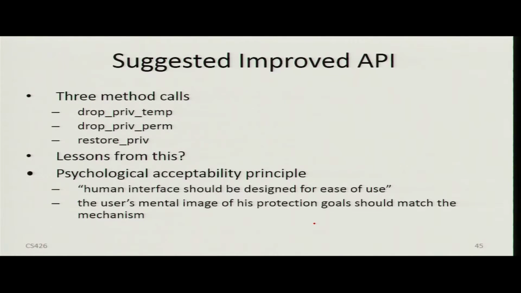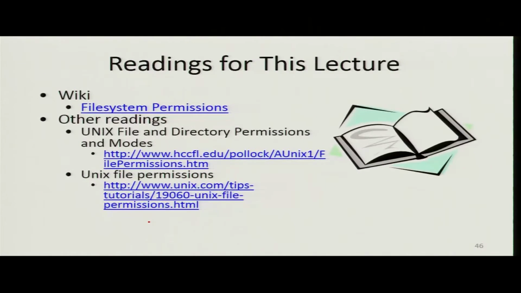So, there have been some suggested improvements in the API. Instead of calling those cryptic names like seteuid, set other IDs and so on, it has been suggested that the method names should be drop privilege temporarily, drop privilege permanently, restore privilege and so on. And that is a question of the user's mental image of his protection goals matching the mechanism. So this principle is at work with those suggestions.